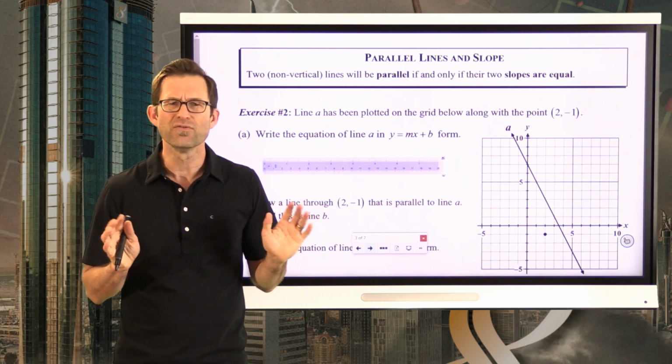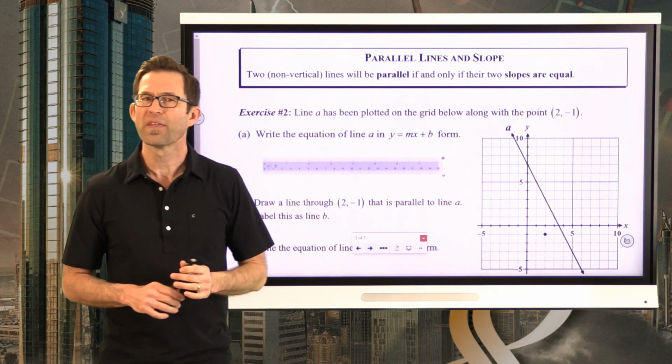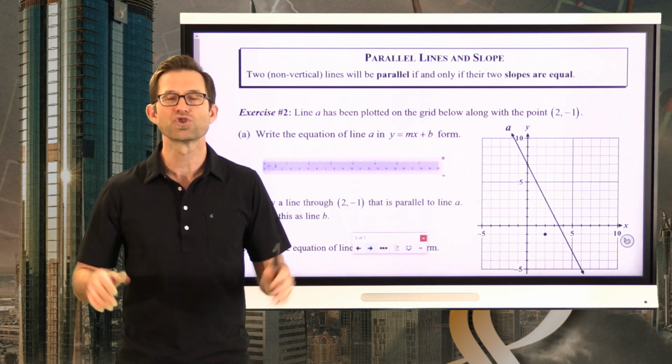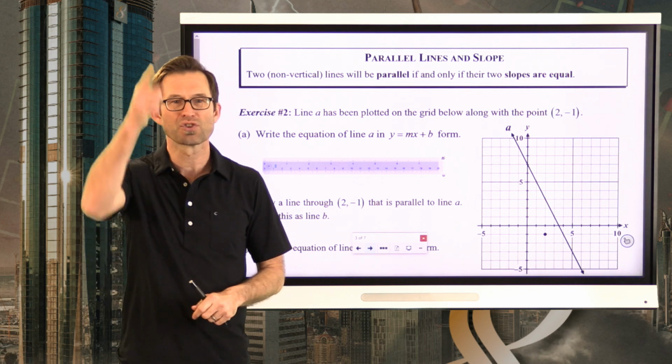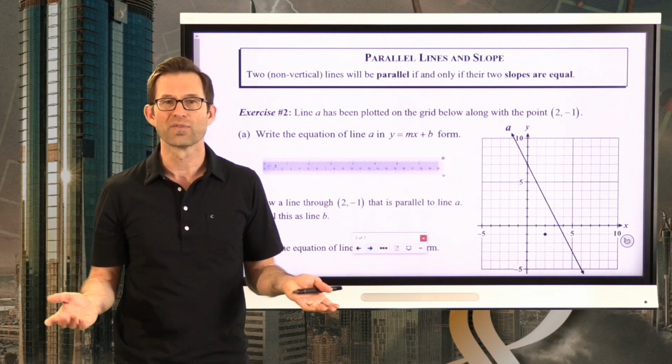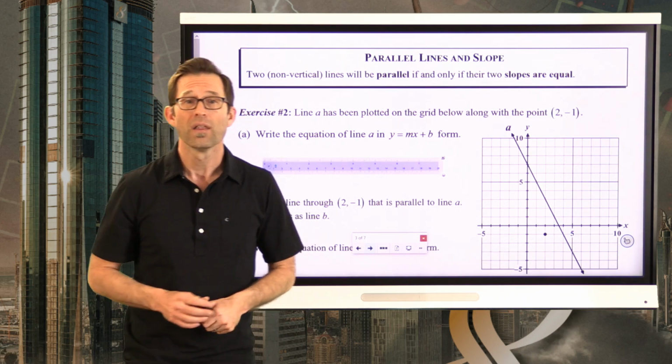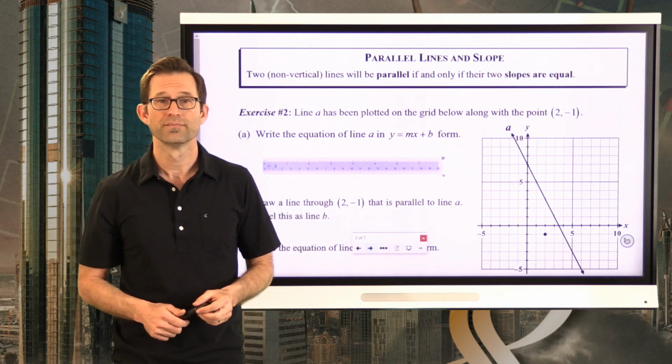The only time that they don't is when lines are vertical, but that's simply because we can't even define the slope of a vertical line. It's so steep, a line that goes straight up and down, that if anything you'd have to say the slope is infinity or something like that. Anyhow, let's take a look at exercise number 2.